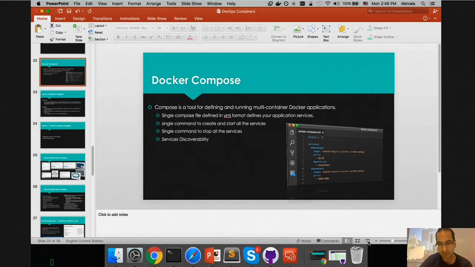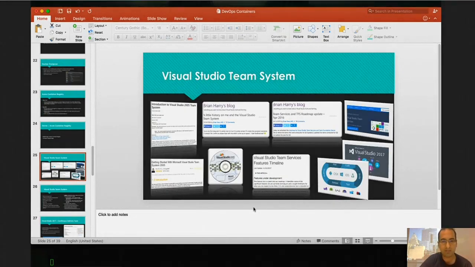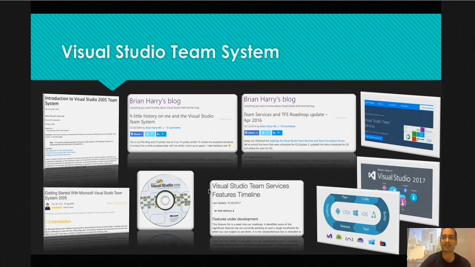So we talked about VSTS quite a bit, and I was actually looking into VSTS history. I started working on VSTS many years back, and I was looking for publications, and Brian Harry, of course, is very prominent in the field. He wrote about it many years back, like 2004 actually, a little history on me and the Visual Studio Team System. And then last year when they were going into VSTS, he has another post called Team Services TFS Roadmap. So it's an interesting contrast right there, 2016 and 2004.